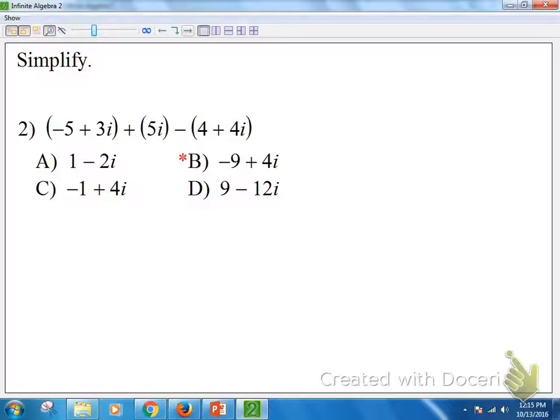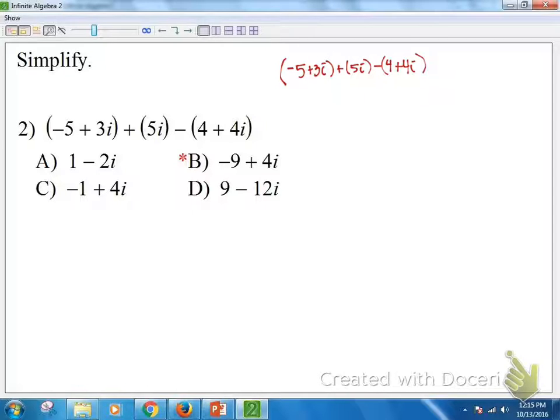Okay, number 2. So on number 2, we're going to take the original problem, which is going to be negative 5 plus 3i plus 5i minus 4 plus 4i. I hope you could see that. It looks a little small.